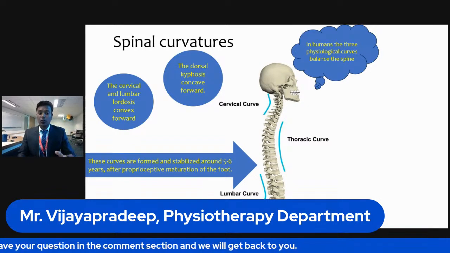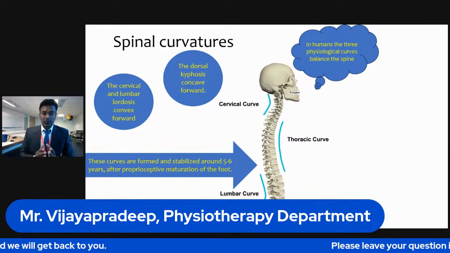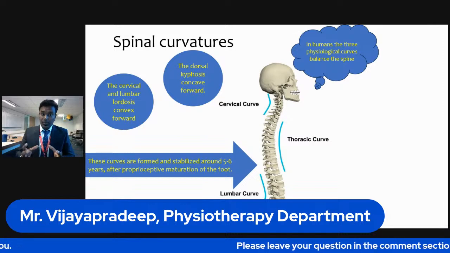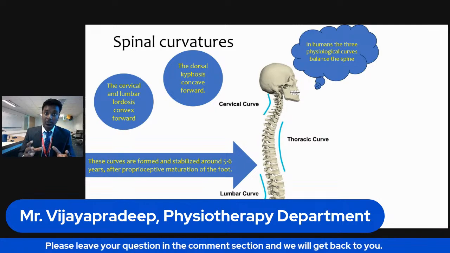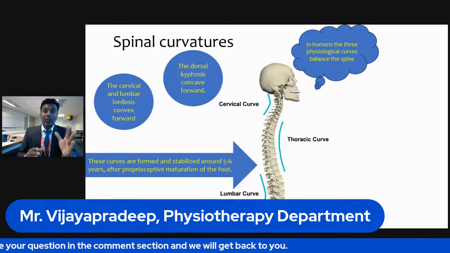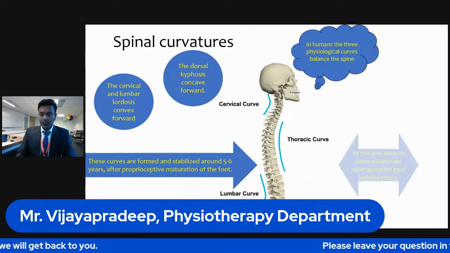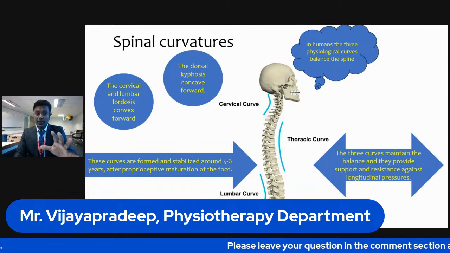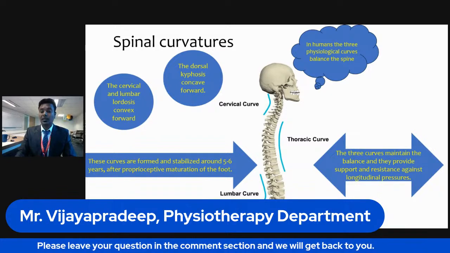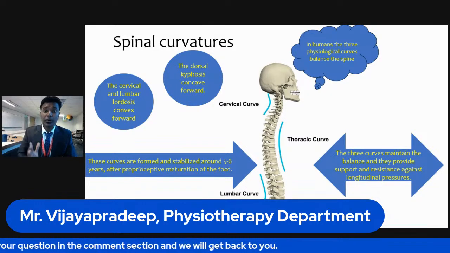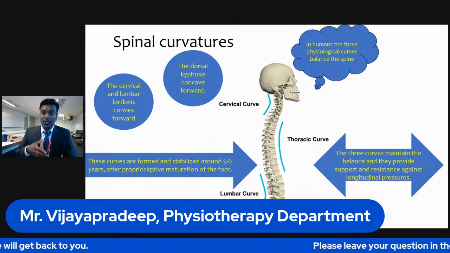These curves are formed and stabilized around 5 to 6 years of age, after the proprioceptive maturation of the foot. Once the baby attains the age of 5 to 6 years and the proprioceptive growth, the curvature develops, and it is necessary to maintain proper balance. These three curvatures maintain the balance, and they provide support and resistance against longitudinal pressures. The longitudinal pressure from top to bottom goes toward the ground.